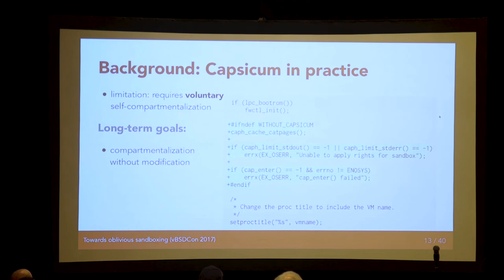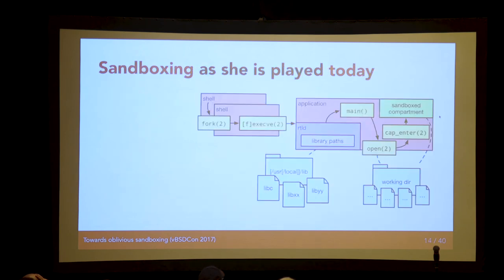But in the long run, what we want to do is to have compartmentalization of applications without having to modify them. Now, this is not a lot of code, but if you want to apply that to all of the binaries in the ports tree, well, that's a lot of work. If you want to sell every application vendor on using Capsicum when they want to be as portable as they can, that's a lot of work. So where we want to get is compartmentalization without changing the binaries. And this also allows us to have mandatory sandboxing. I'm going to run this program in a sandbox whether it likes it or not.